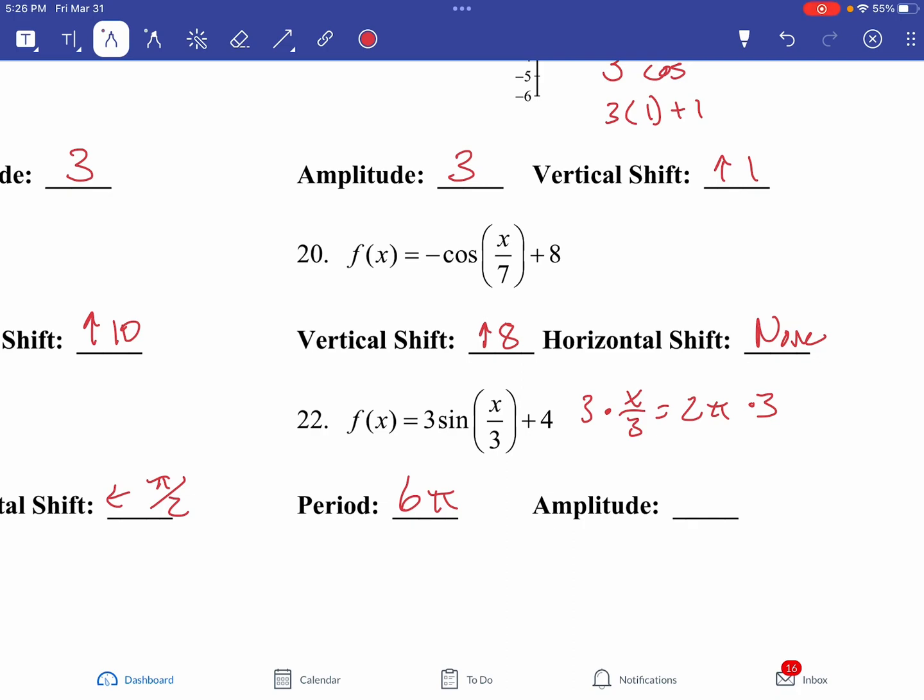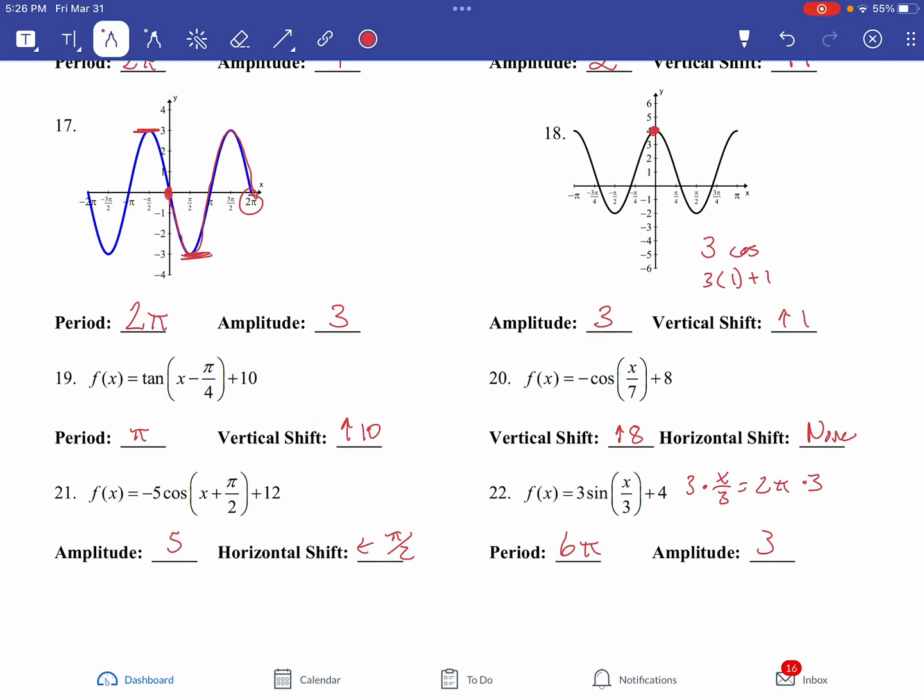Your amplitude is 3. That is what the test will basically look like. There's really no surprises here. Any questions, please make sure you ask. Good luck.